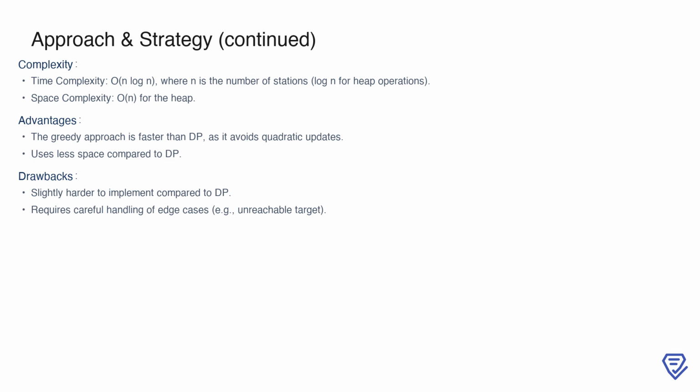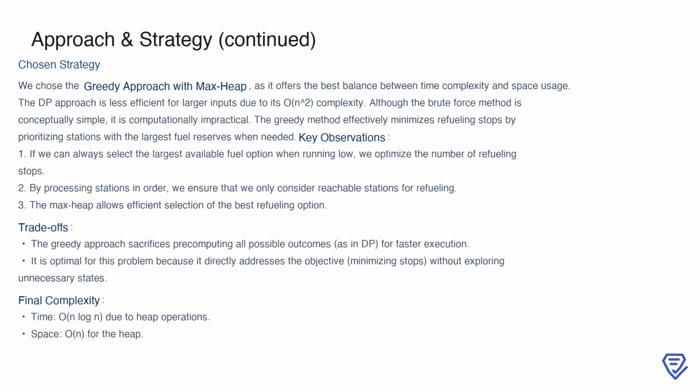However, it does have some challenges. The implementation is slightly more complex, as it requires careful management of the heap and proper handling of edge cases, such as when the target is unreachable. Despite these challenges, the greedy approach is an effective way to optimize the number of refueling stops while maintaining efficient performance. After evaluating the different methods, we chose the greedy approach with a max heap as the most suitable strategy.